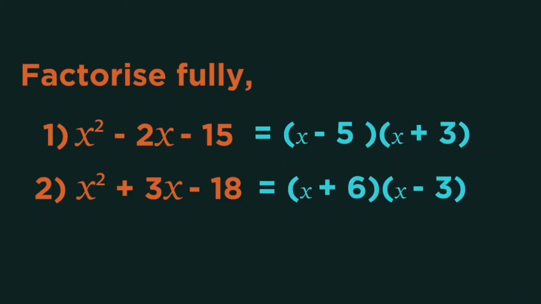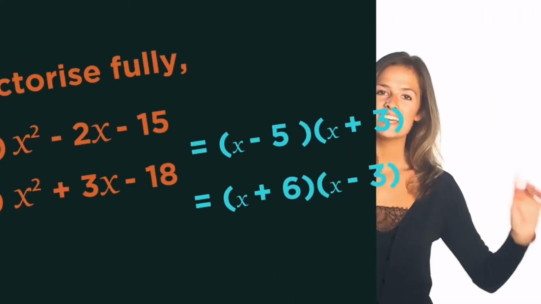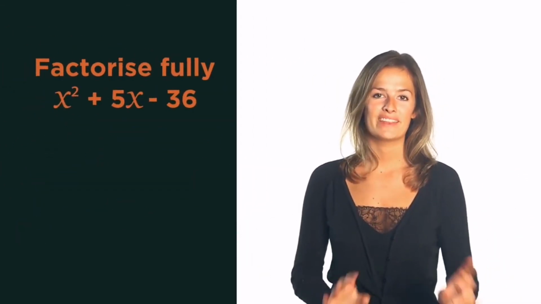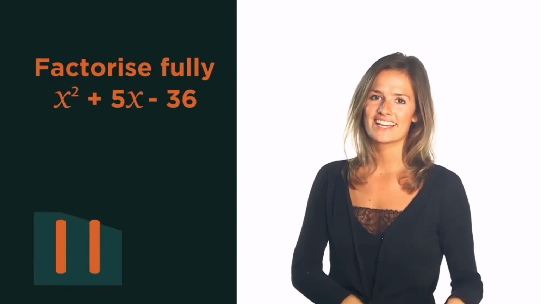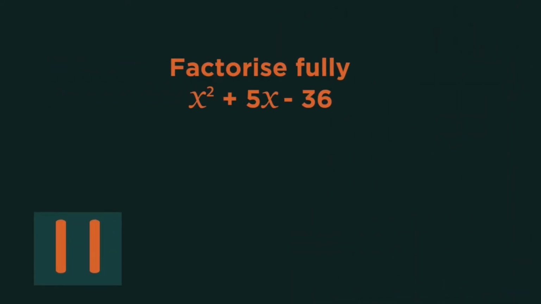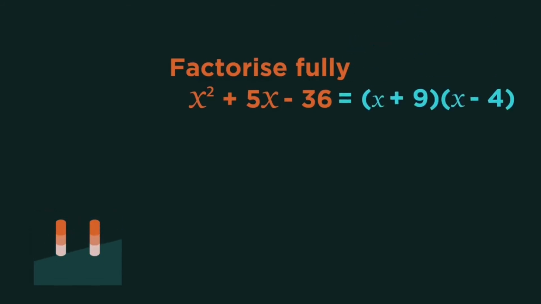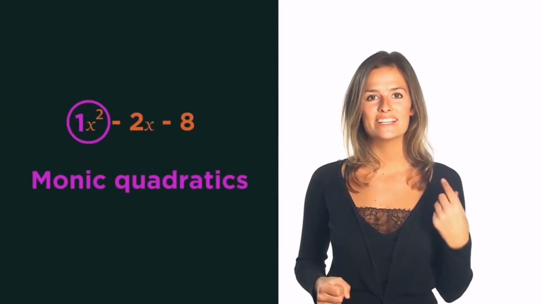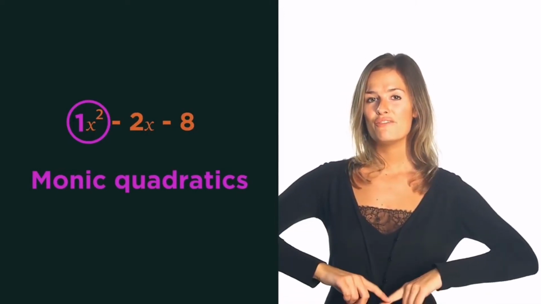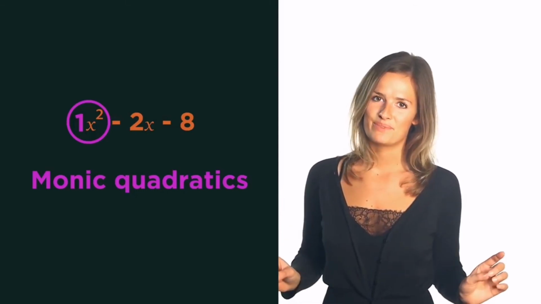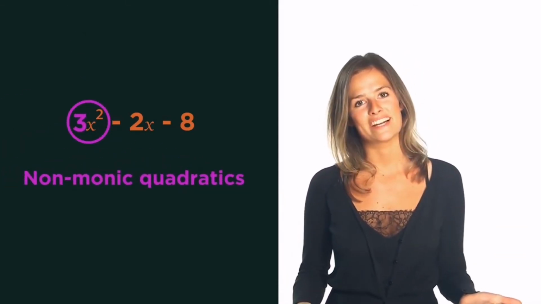How'd you get on? So here's one more for you to do, but this time there's no steps to help. Pause the video, factorise the quadratic, and click play when you're ready. Did you get it right? So there we have factorising quadratics when the coefficient in front of the x squared is 1. These are called monic quadratics. If the coefficient in front of the x squared isn't 1, they're called non-monic quadratics.